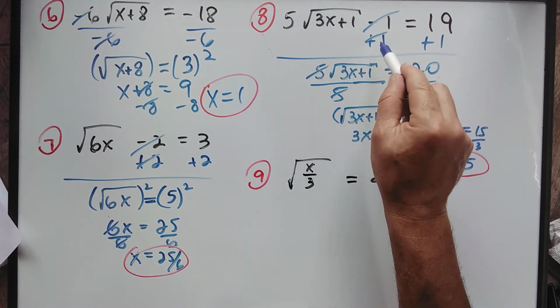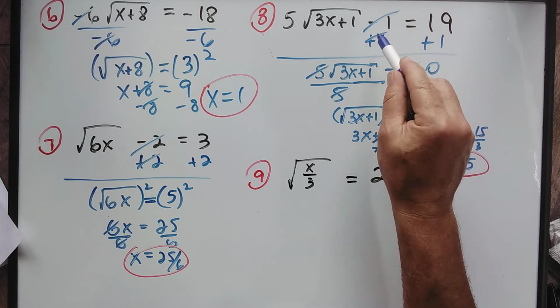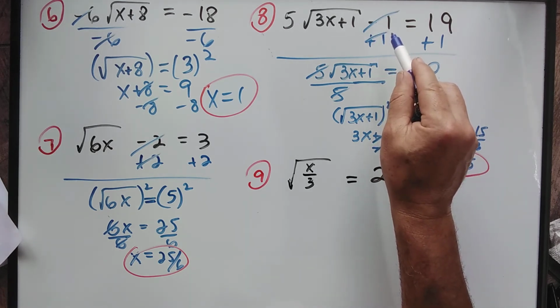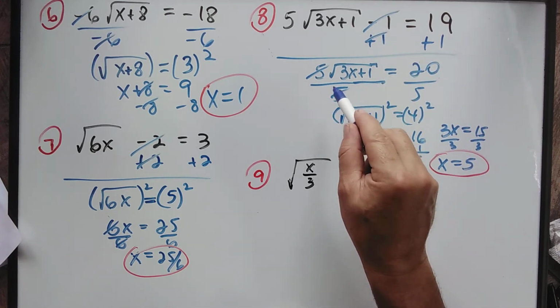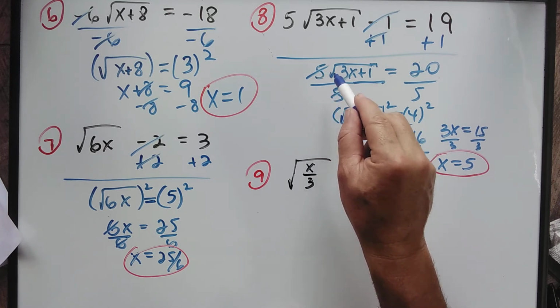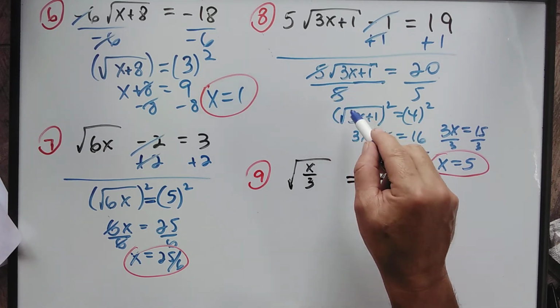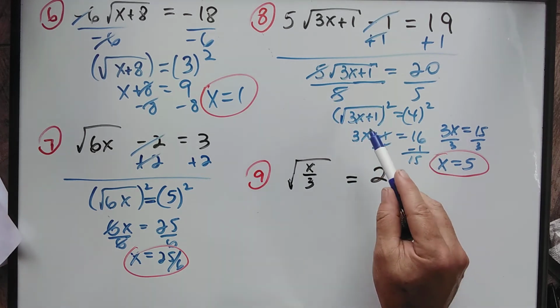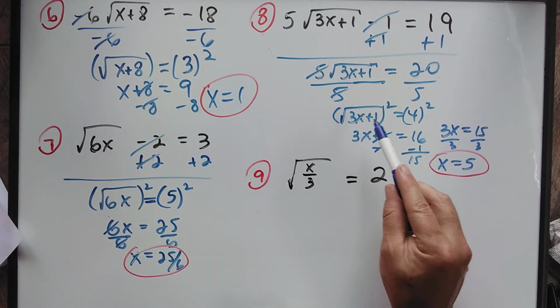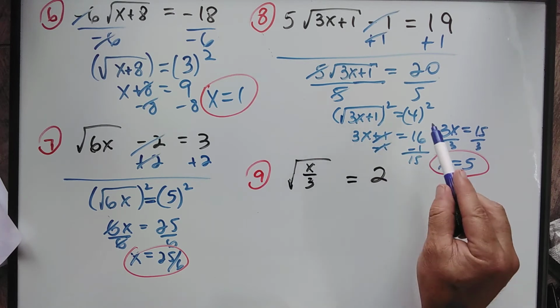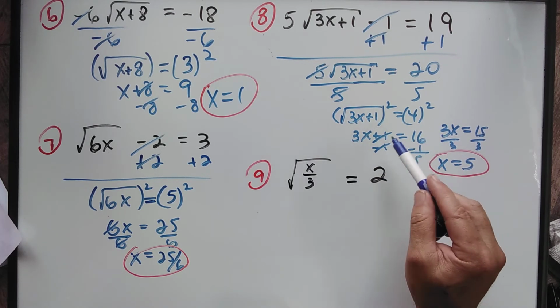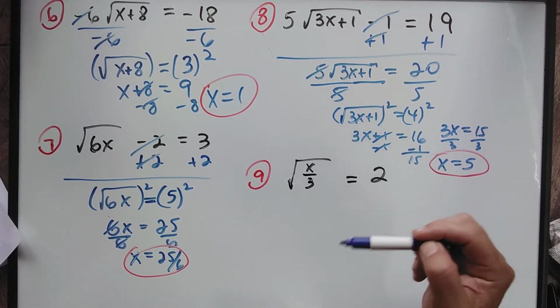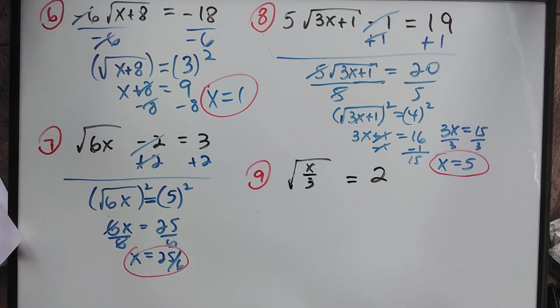Notice that we need to leave the radical by itself. So first you do the adding and subtracting. In this case I added a positive 1 to get rid of the negative 1. And then I just divided by the 5. That was multiplying the radical, so I did the opposite operation, which is dividing. Then once the radical is by itself, that's when you square it. And you have to do it to both sides. And then after that it's really easy, no big deal.